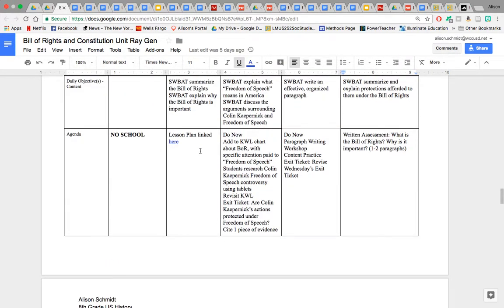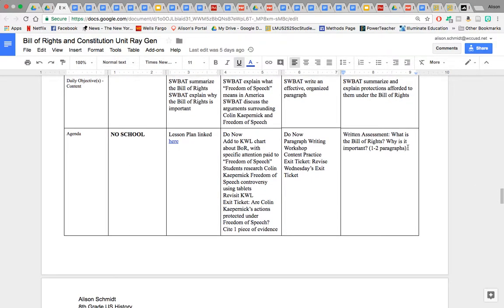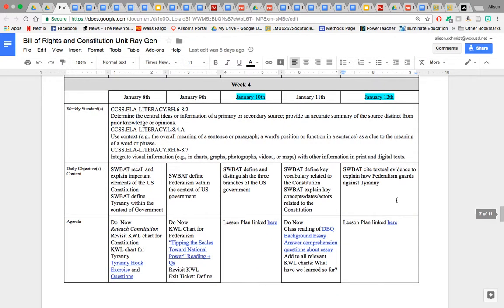Here, this day, I'm also doing another KWL chart. Here they have their research task that I mentioned earlier, and then at the end of this week, they're going to talk about why the Bill of Rights is important and connected to themselves. And after that, here we have a cool little gallery walk that I set up for the kids.